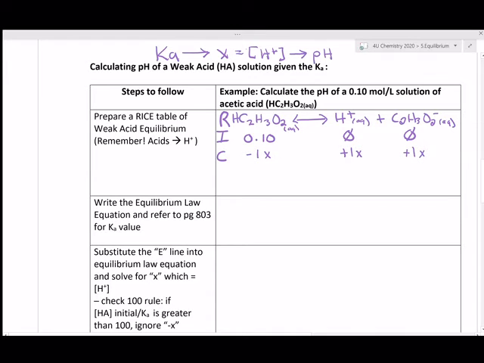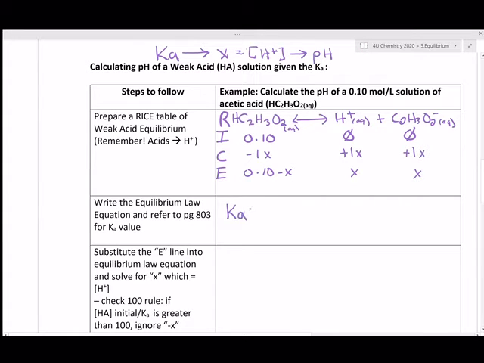And gain 1x. So at equilibrium, we've got 0.1 minus x, we've got x, and we've got x. Okay, but we don't know x because we're working backwards now. So now we're going to have to get into some solving. Okay, so equilibrium law equation. Let's just get it set up and we will sub into it after.